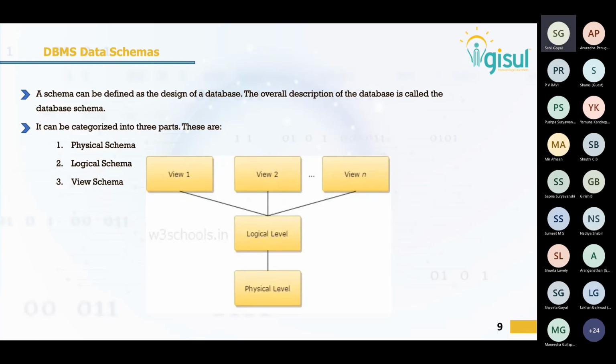So that is where a schema is a logical representation of our database. Okay. Overall, when we talk about the schema, we will have a physical schema, we have a logical schema, and then we have a view schema. What is a view schema?